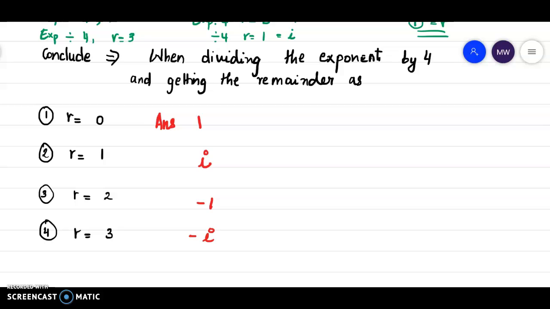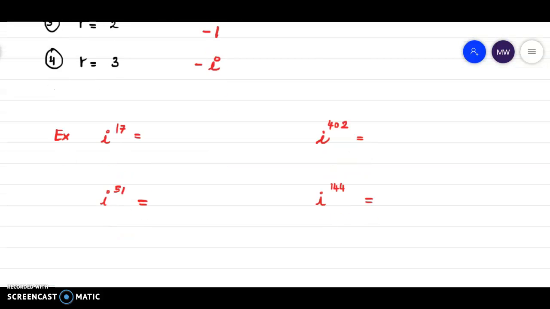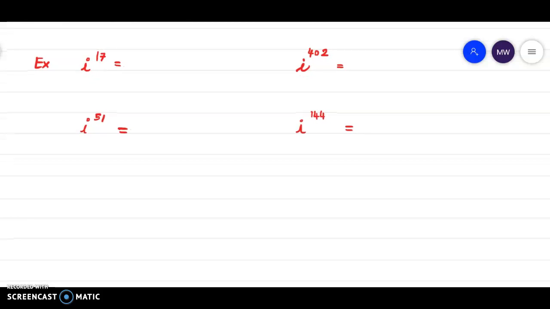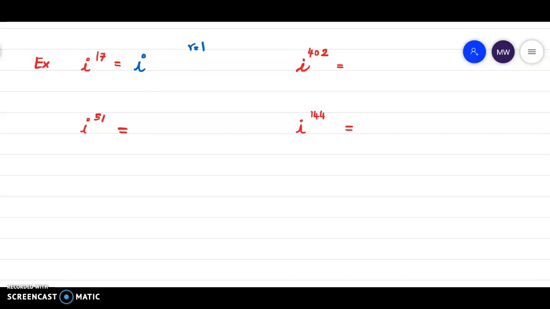Okay. So let's just do a few examples here. I to the 17th. So we take 17 and we divide it by 4. And we know that 4 times 4 is 16. The remainder is 1. And the remainder is 1, your answer is I. You can always write it on the side, a small box.